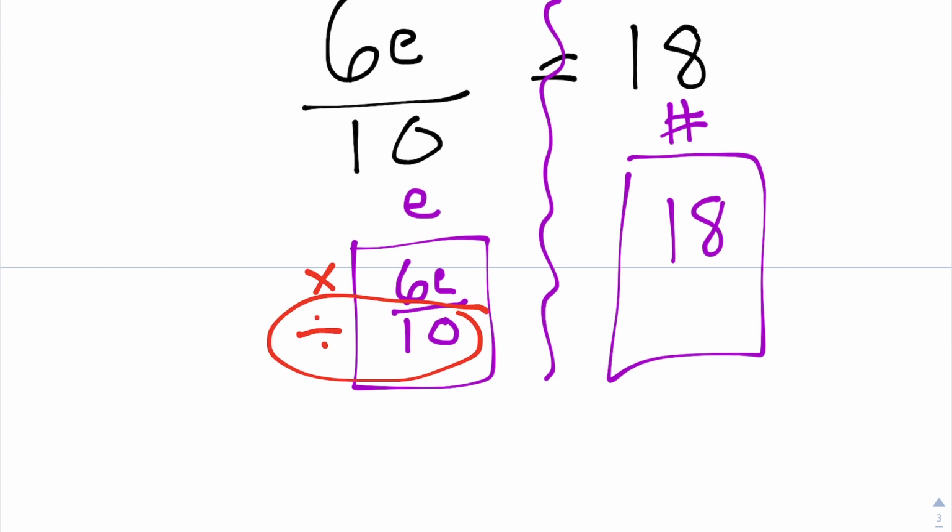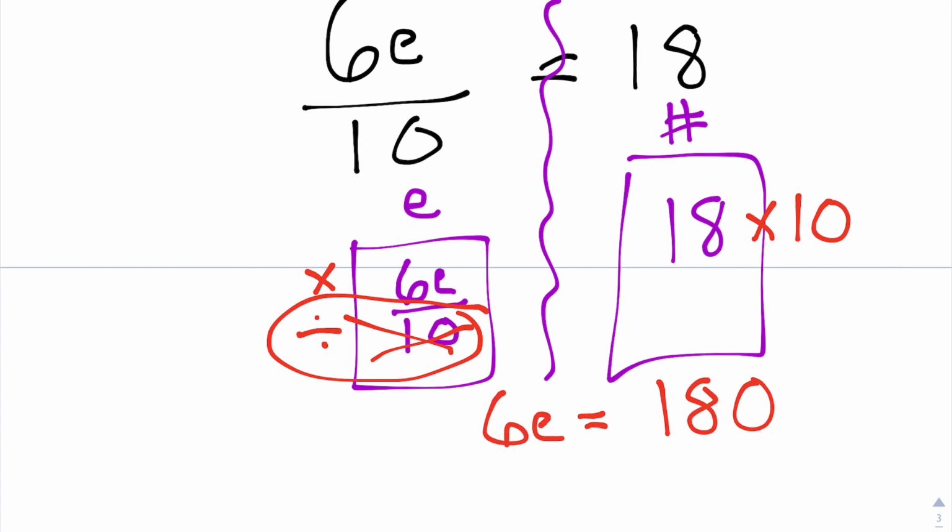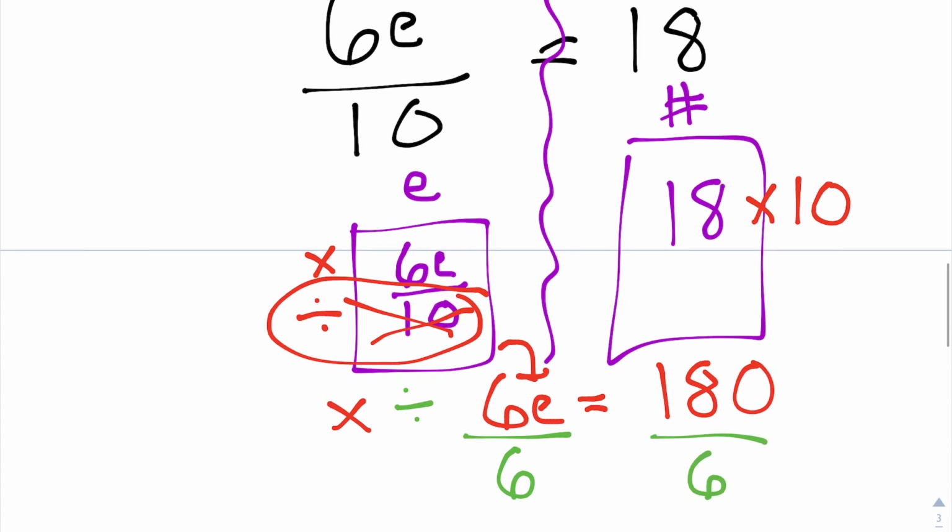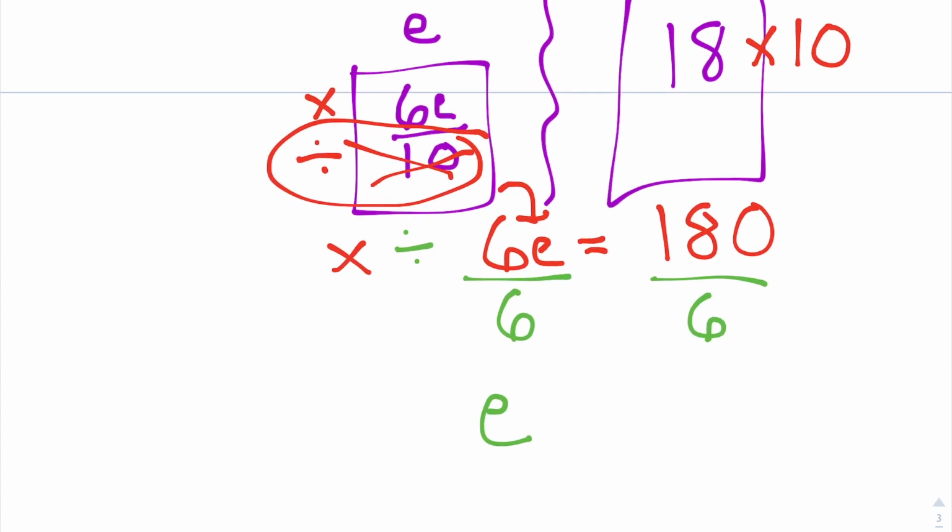So if I am dividing 10, I want to multiply by 10, which cancels that out. So I have 180 is 6e. Now, I do have those next to each other, so I know that I am multiplying. So I need to then divide by 6. So I do it on this side, and I'm also going to do it on this side. So then I come out with 1e equals 30. Okay, now you're going to go ahead and try a couple on your own.